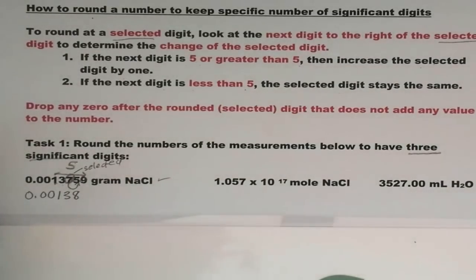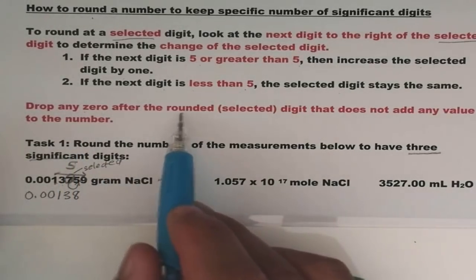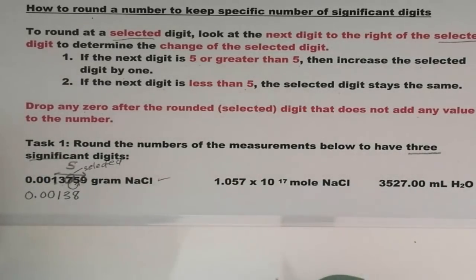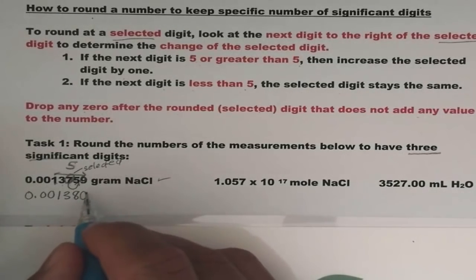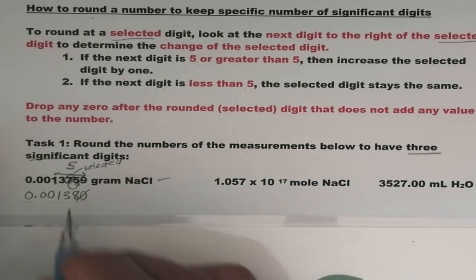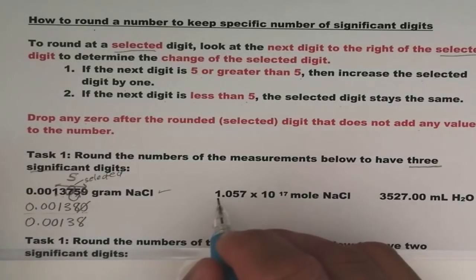And what do we do with those 0s? We are going to drop any 0 after the rounded or selected digit that does not add any value to the number. In this case, this 9 becomes 0. And if I put a 0 here, that 0 doesn't add any value to this whole entire number, so I can just drop it. So therefore, our number would be 0.00138. Let's try another number.